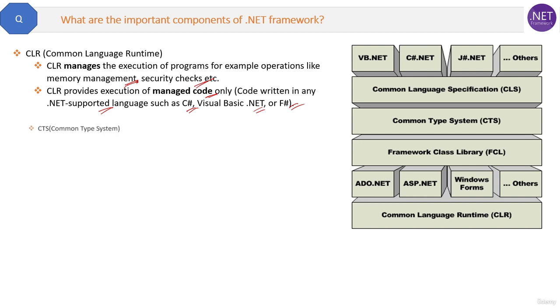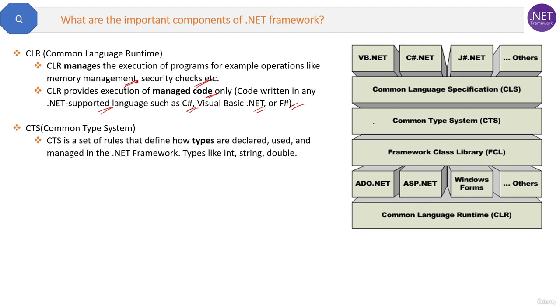Next important component of .NET Framework is CTS. CTS stands for Common Type System. CTS basically is a set of rules that defines how types are defined, used and managed in the .NET Framework. Types like integer, string, double are managed by CTS only, okay?